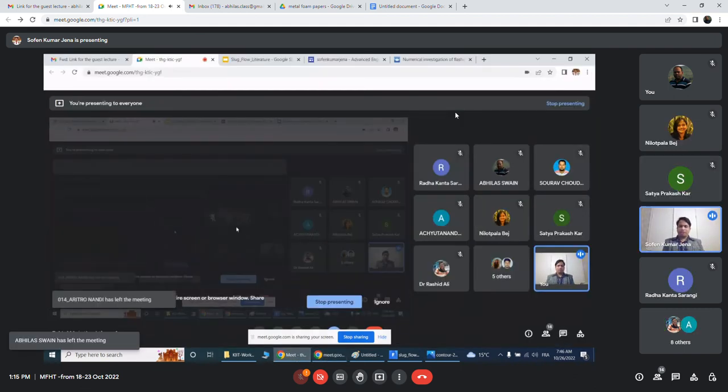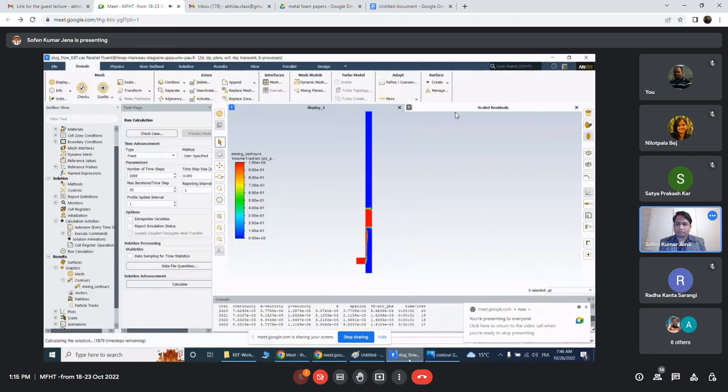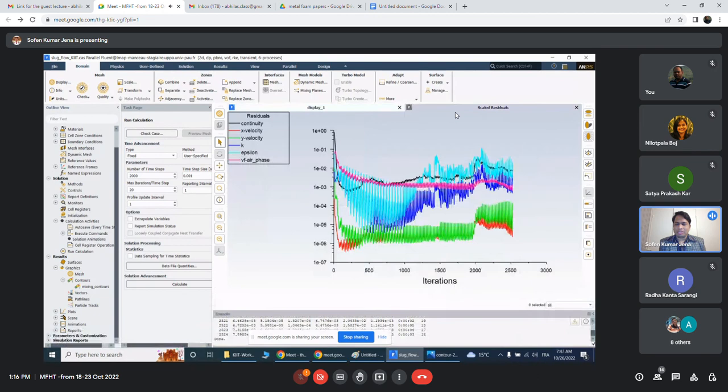Yeah, we can go to any questions. Here we can see we have already formed a Taylor bubble over here. Okay, I'm stopping the simulation here. So you can see the convergence, etc. If you run for a long time, you can see the slug flow in the domain.